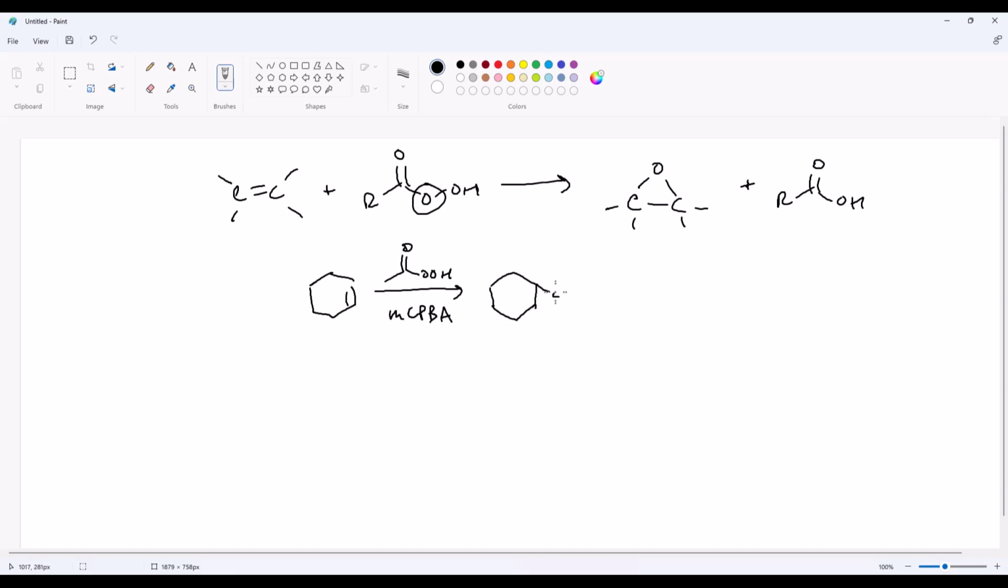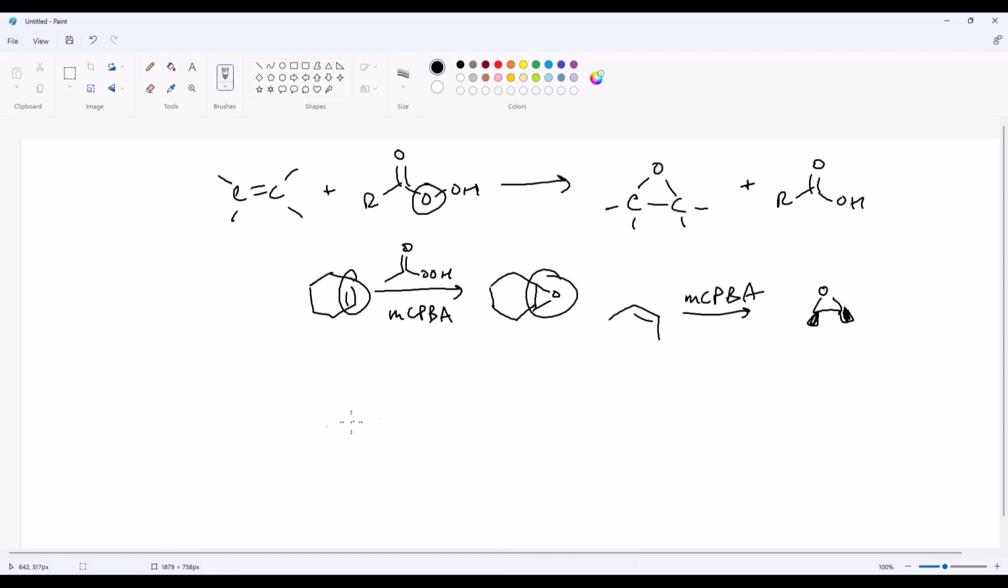And you end up with the epoxide, so we transform this alkene into an epoxide functionality. Notice stereochemistry stays. So if we have a cis double bond, we add MCPBA, we will still have cis methyl groups, so they're going to be on the same side. So cis stays cis, trans stays trans.